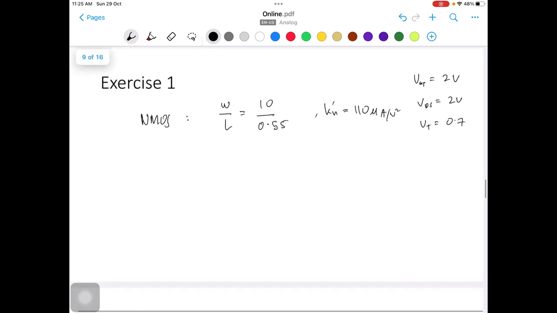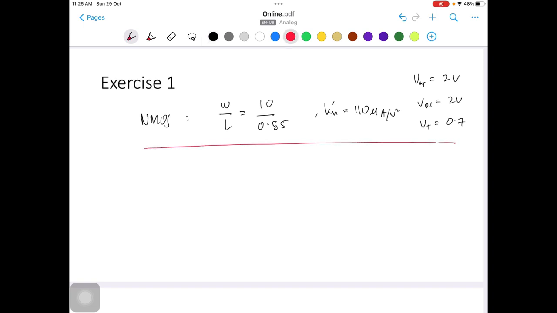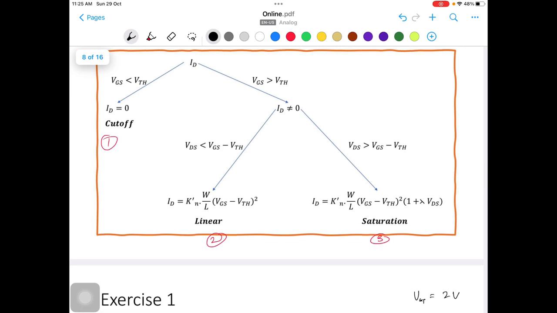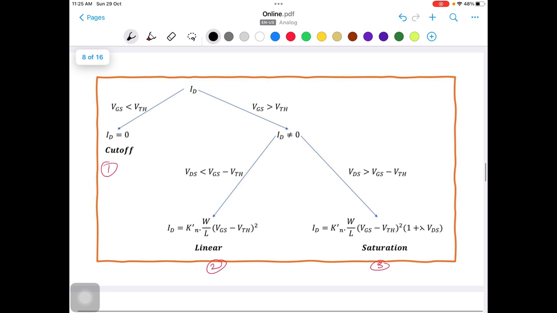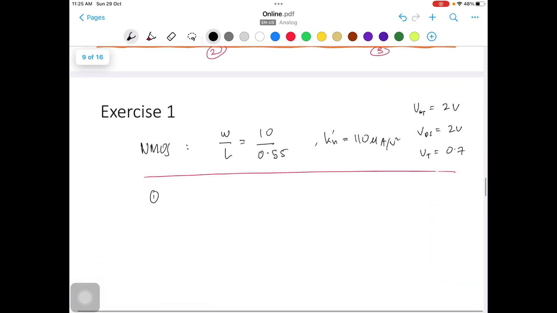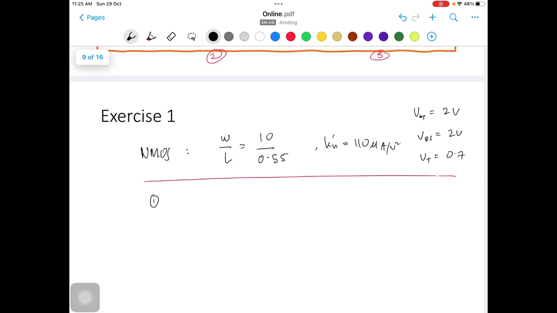Okay, so you need to follow step by step. The first one: because we want to check which condition they rely on, first we look into whether the drain current is cut off or not. Is it the cutoff condition or not? We check whether VGS is less than or equal to VTH or not. VGS is 2 volt and VT is 0.7.